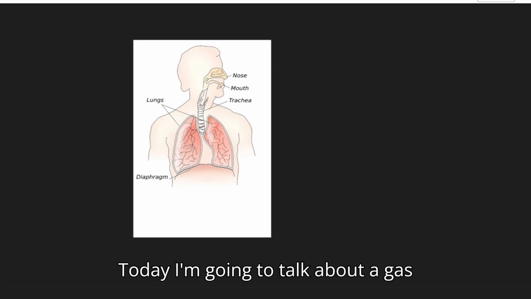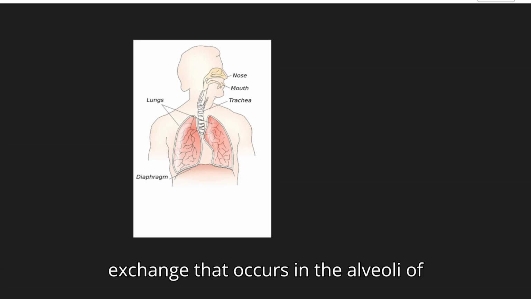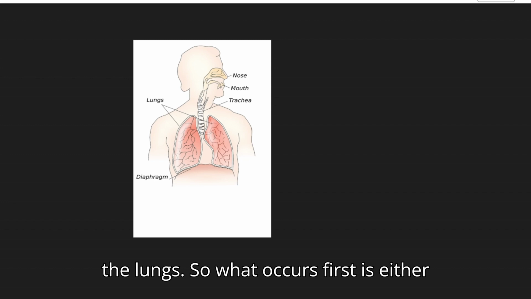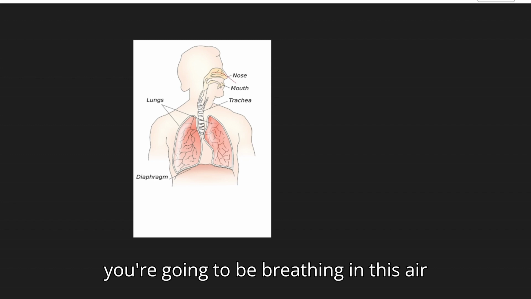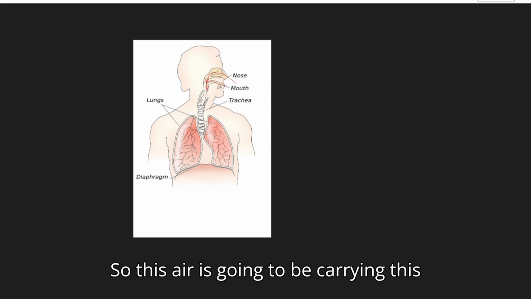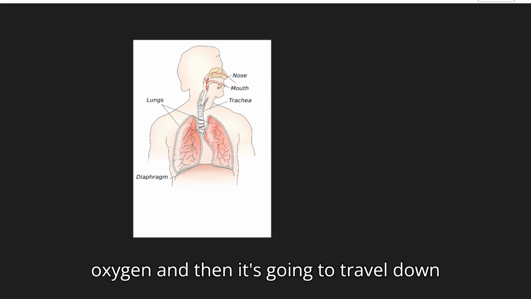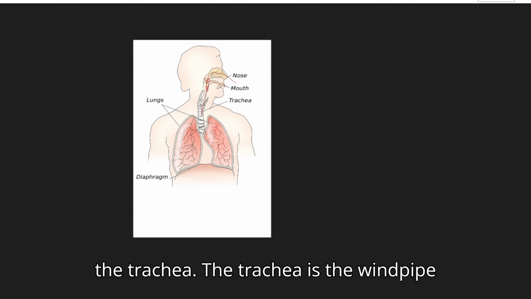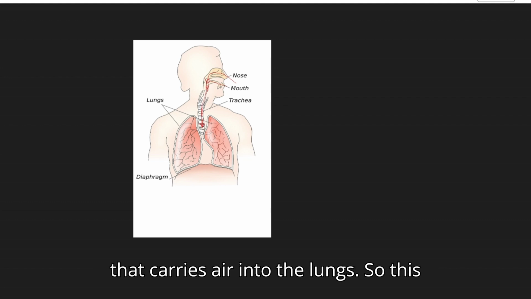Today, I'm going to talk about the gas exchange that occurs in the alveoli of the lungs. What occurs first is that you're going to breathe in air, either through your nose or through your mouth. This air is going to be carrying oxygen, and it's going to travel down the trachea. The trachea is the windpipe that carries air into the lungs.